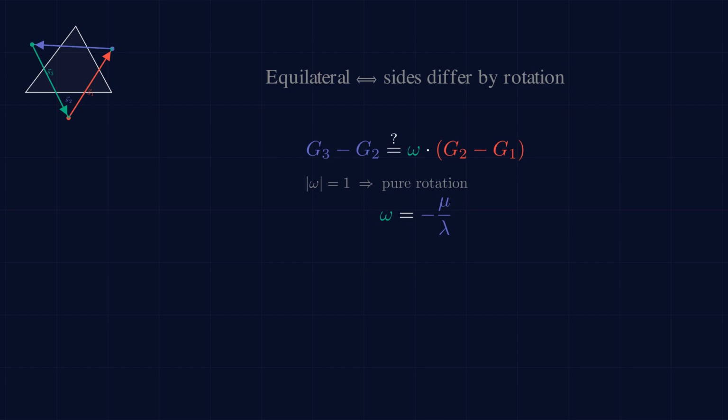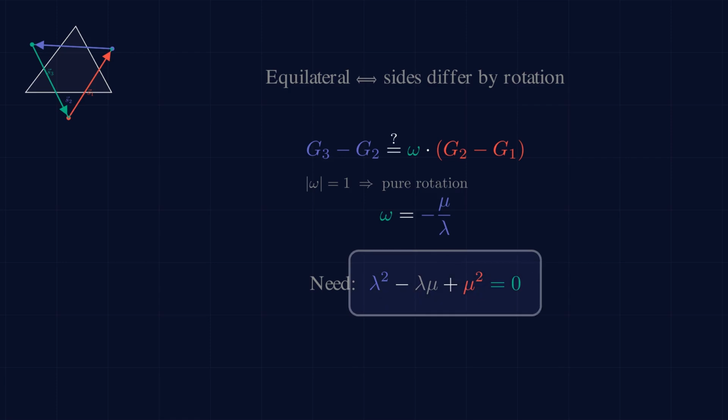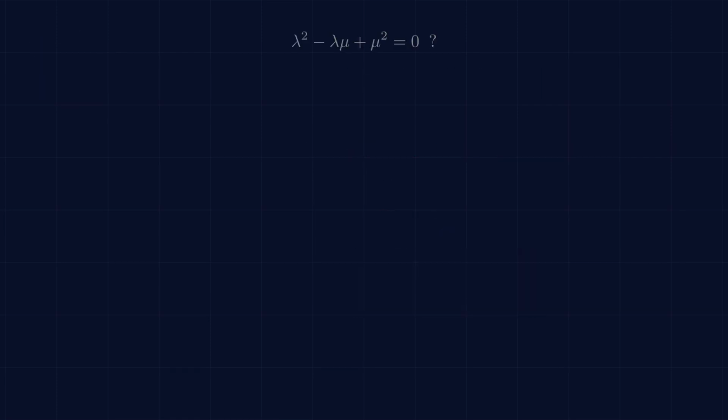Working through it, omega must equal negative mu over lambda. And for omega to be a pure rotation, same length, no stretching, we need the magnitudes to match. That boils down to one clean identity that lambda and mu must satisfy. Let's verify that identity. We need to compute three terms and check they cancel to 0. Watch each computation on screen.